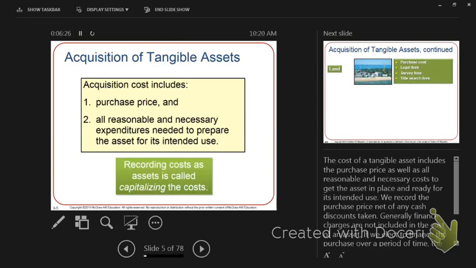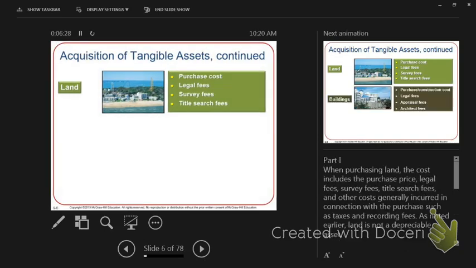All right. So here's a few examples. Land. When you purchase the land, not only do you have the cost of the land, you've got legal fees, you've got survey fees, you've got title and search fees. Those are just some of the costs that you have when you go and buy land. It is not just going out, getting a realtor, and saying, I'm buying that land.